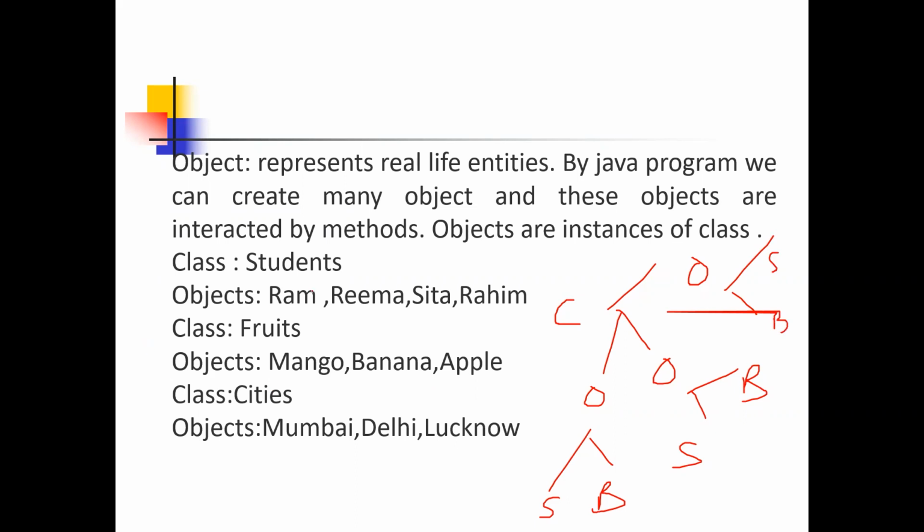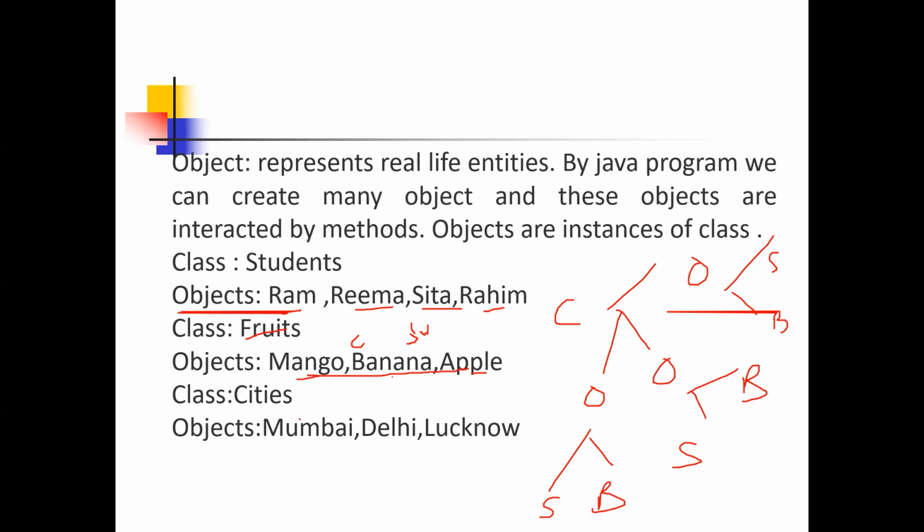So if class is student, objects are Ram, Rima, Sita, Rahim. In objects, state can be their height, name, etc. And their behavior is like eating, sleeping, talking, etc. If class is fruits, then objects are mango, banana, apple. And here state you can say color. Mango color is yellow, banana color is white. And their behavior is sweet. You can see.